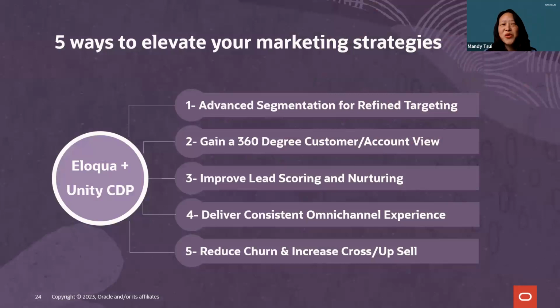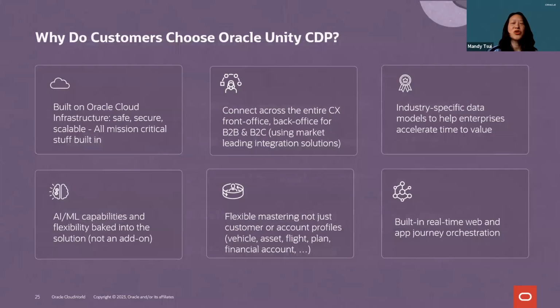So as a summary, we've gone through 5 different ways to help you elevate your marketing strategies. That's on the slide right here. We'll move on to summarizing why customers choose Oracle Unity CDP. Safety, security, and scalability is something that's truly important to all of our customers, we understand. And Unity is built on top of Oracle Cloud Infrastructure, which also means that all your customer data sits within Oracle. We're not moving your data around to another cloud platform. It all sits within Oracle.